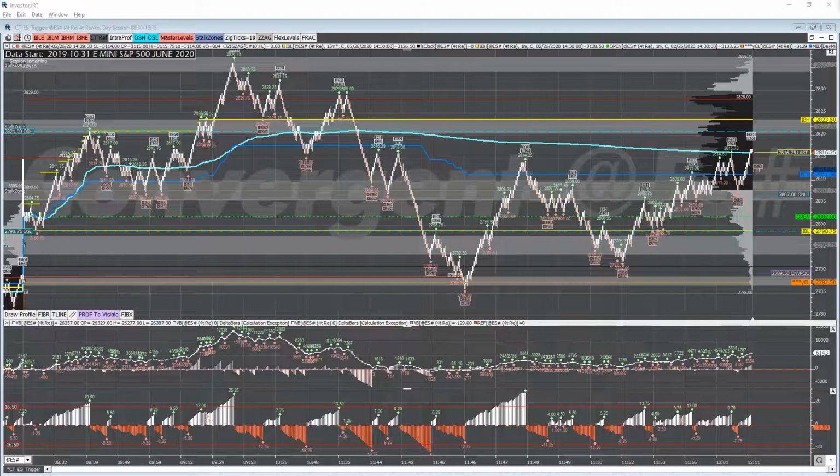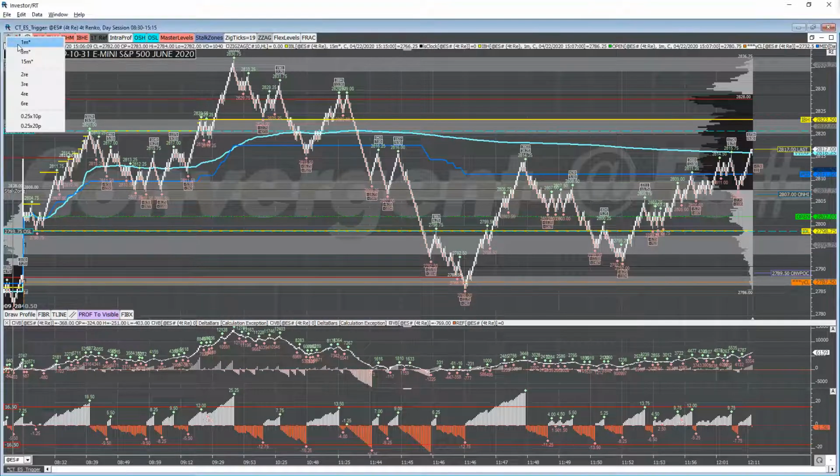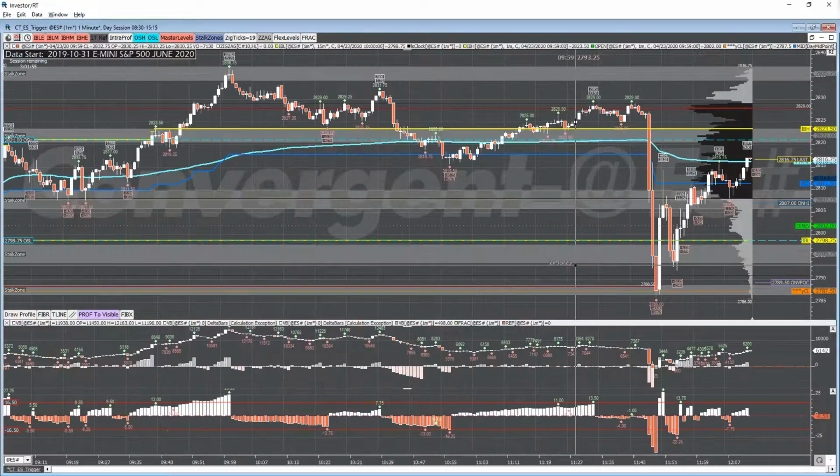But here's the thing with time versus tick or volume-based charts. Time-based charts keep ticking along even when things aren't happening. So if I look at a 1 minute, I'm switching to a 1 minute here, which is about what a 4-tick Renko is.